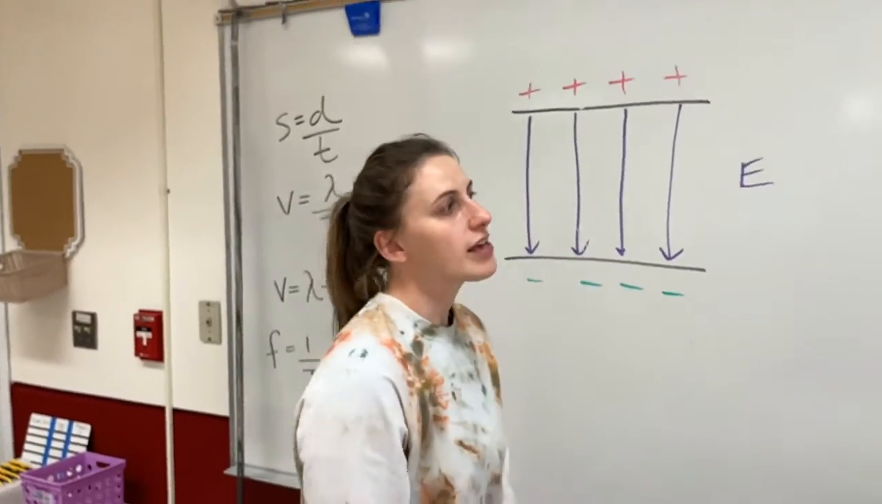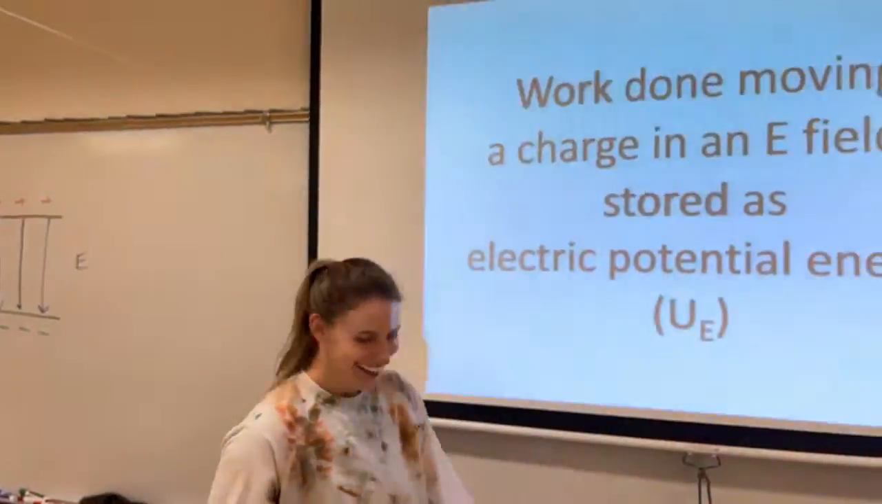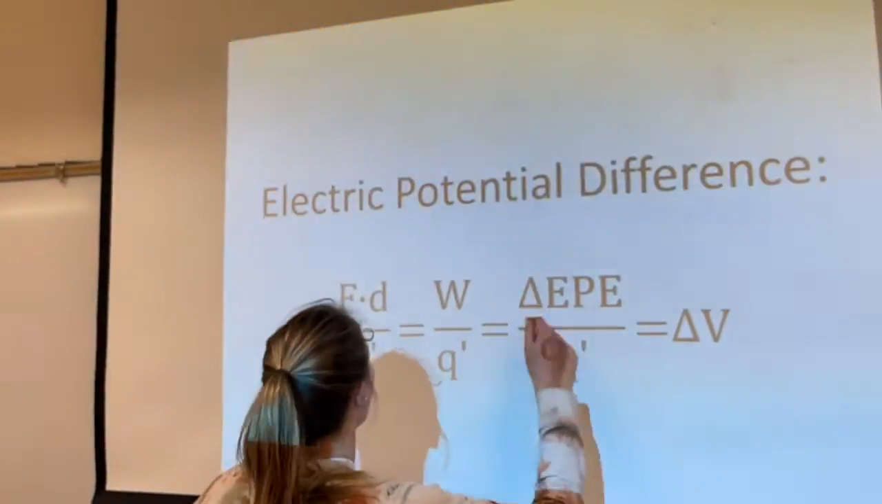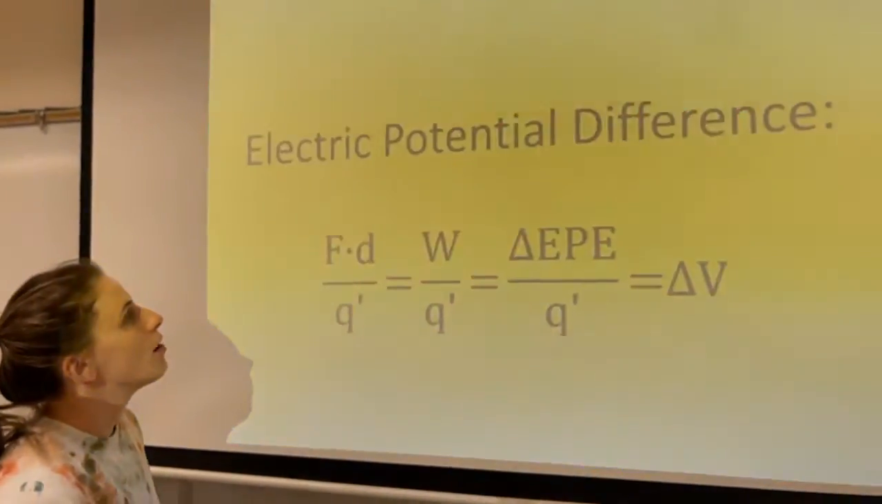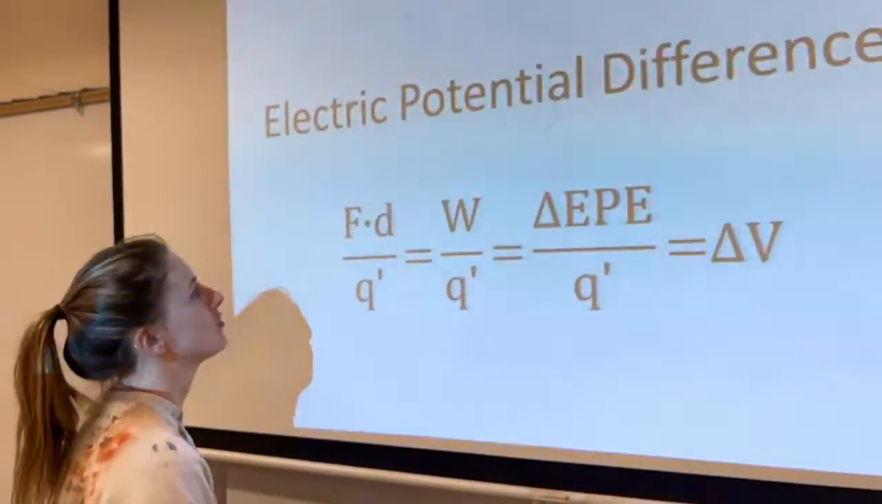Okay, and it's just like, but it's not. Electrical potential energy. Yeah, electrical potential energy. Okay, and we see it right here. So this is our string of equations that we can use. Electrical potential difference is right here. This is our electrical potential energy.